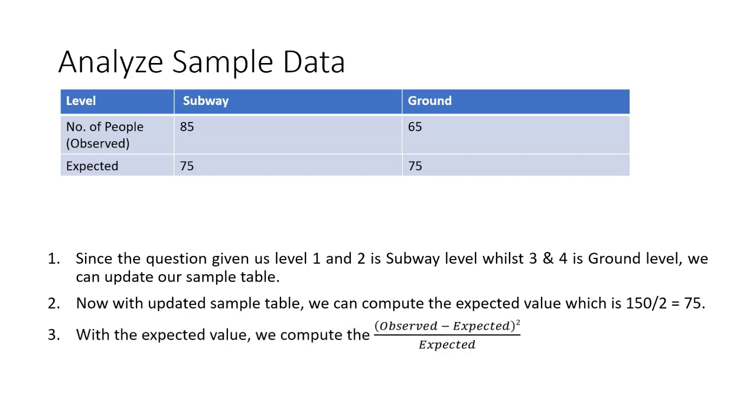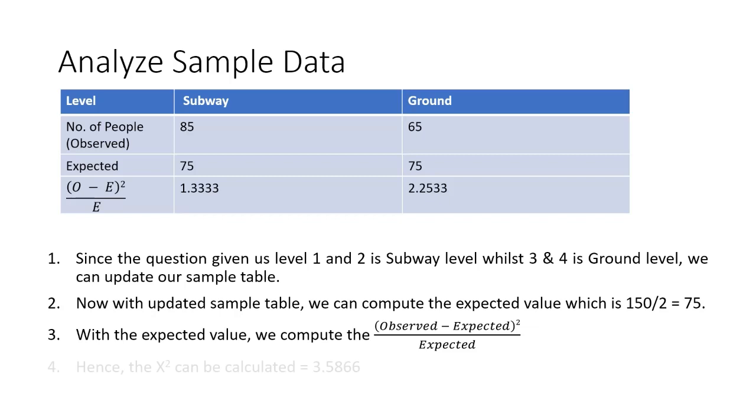With the expected value, we can compute the chi-square value. Hence, the chi-square value for the sample data equals 3.5866.